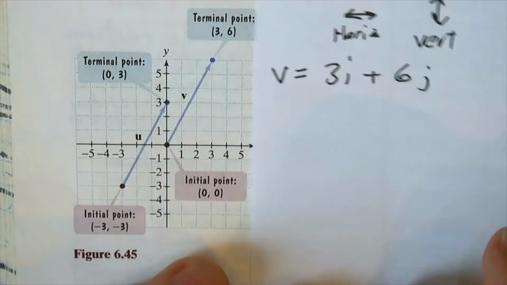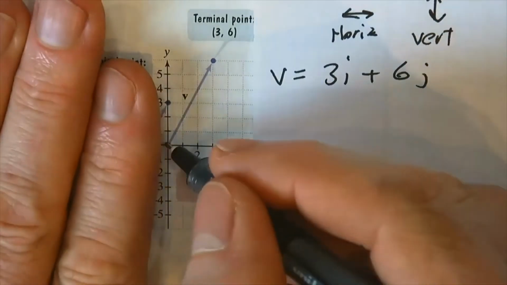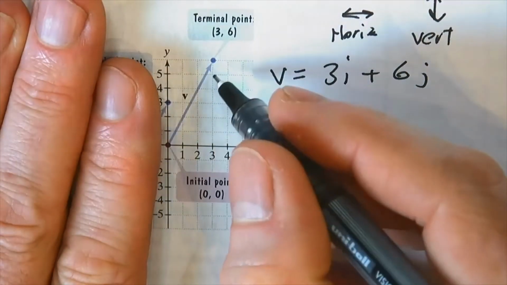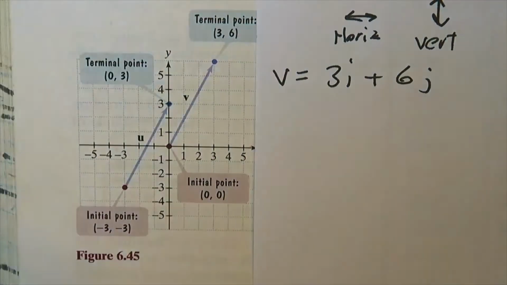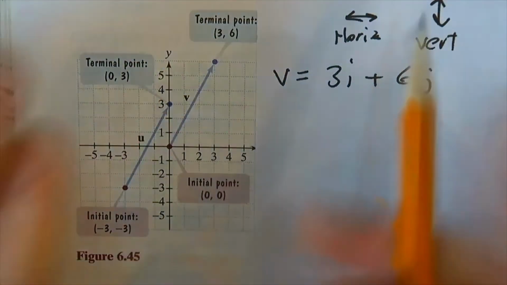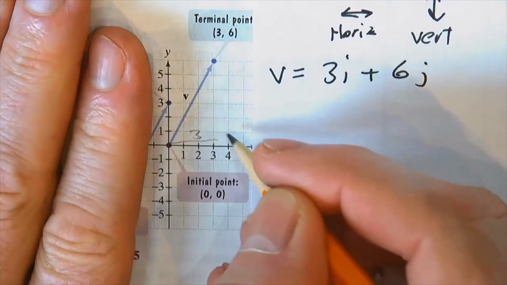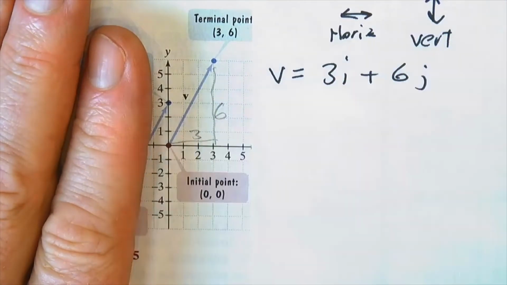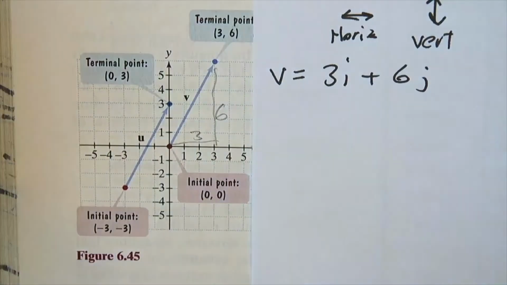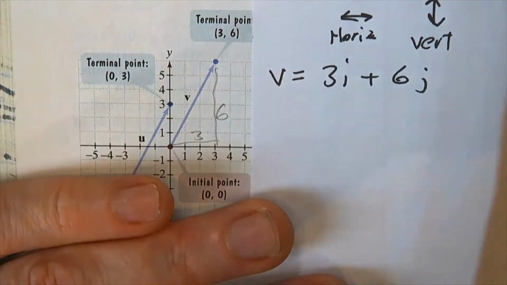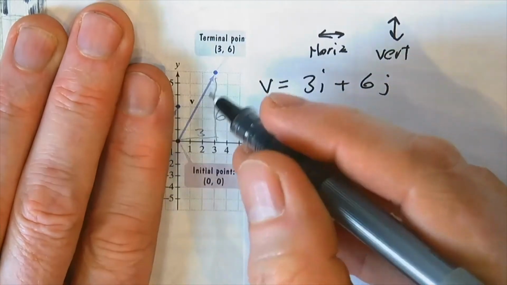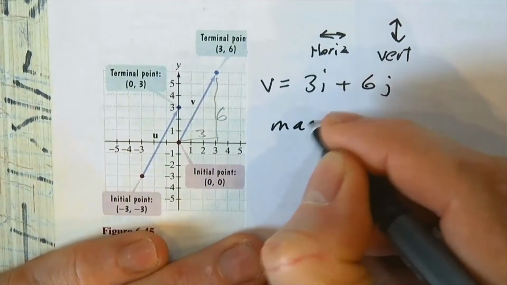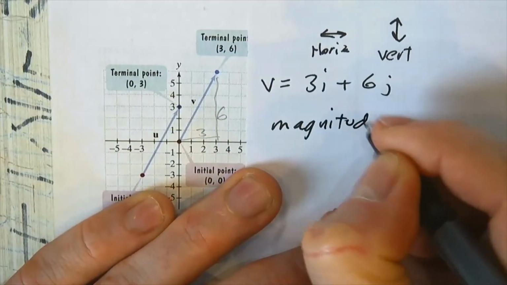But sometimes they say, how long is it? Okay, so it went over 3, up 6. How far did it go? Well, isn't that like the Pythagorean theorem? If it went 3 this way and 6 this way, isn't that the Pythagorean theorem? It is. And here's how they're going to say that. Instead of saying, tell me the length, or tell me the hypotenuse, or tell me the radius, they're going to say, tell me the magnitude of this vector.